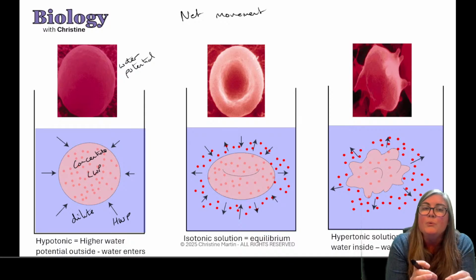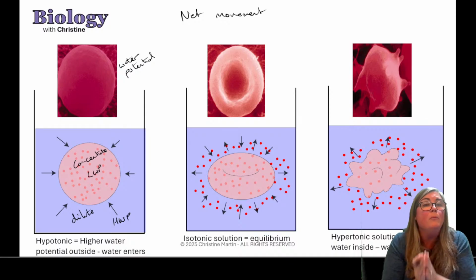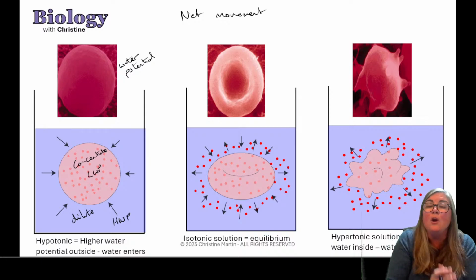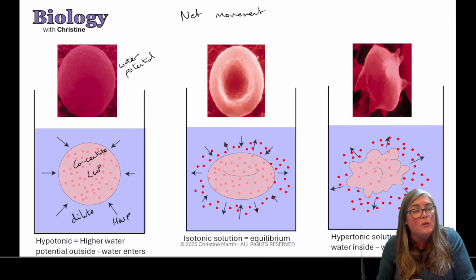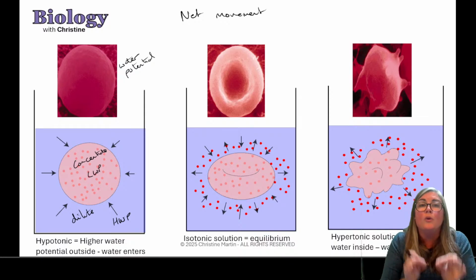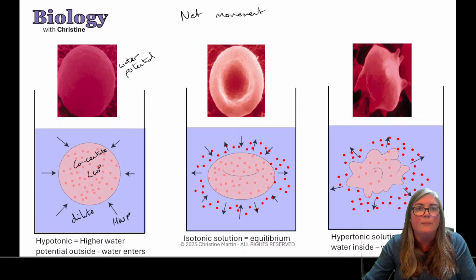So osmosis is the net movement of water from an area of a dilute solution to an area of a concentrated solution across a partially permeable membrane.